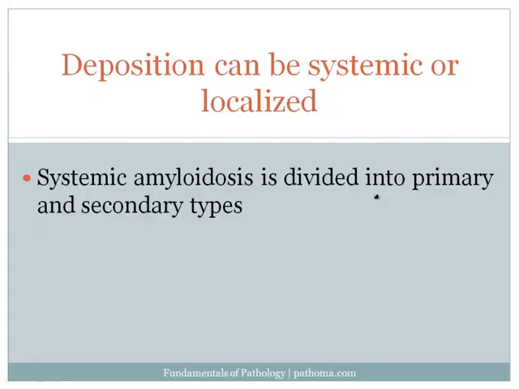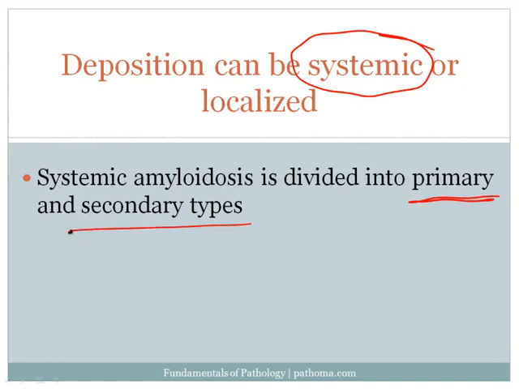Amyloid does deposit in tissues, and that deposition can be systemic or localized. Now, what do we mean by systemic? Systemic means that it deposits in multiple organ systems of the body. So it's a diffuse deposition, and localized means that it's localized to a particular organ. We're going to focus on systemic amyloid first. Systemic amyloid is divided into primary and secondary types, and we're going to highlight those now.